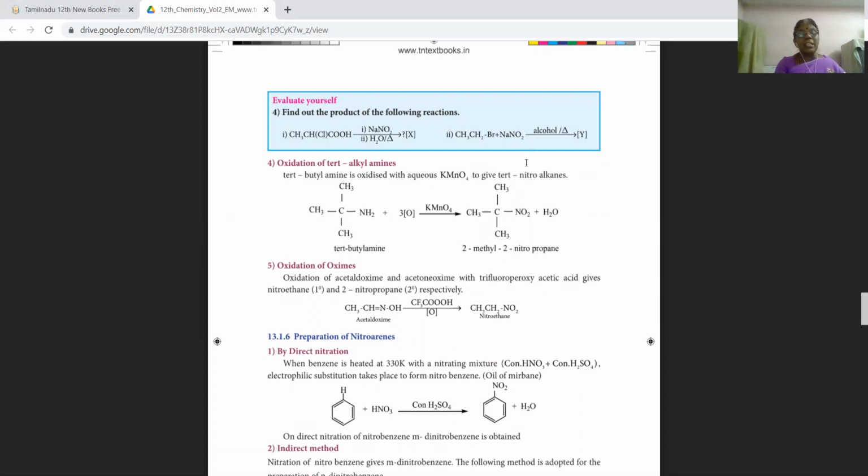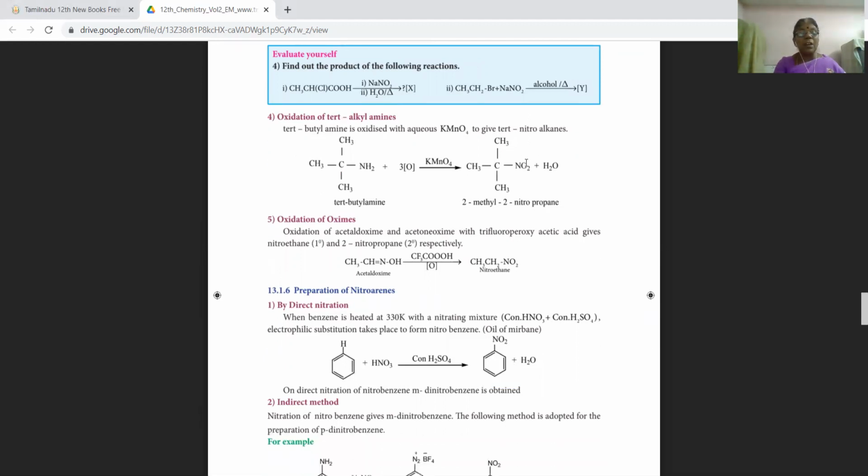The next method is oxidation of oximes, which have the NOH group. Oxidation of acetaldoxime and acetone oxime with trifluoroperoxyacetic acid gives nitroethane, that is primary, and 2-nitropropane, that is secondary, nitro compounds respectively. CH3CH=NOH, that is acetaldoxime, if it is treated with CF3COOOH, you will get nitroethane.